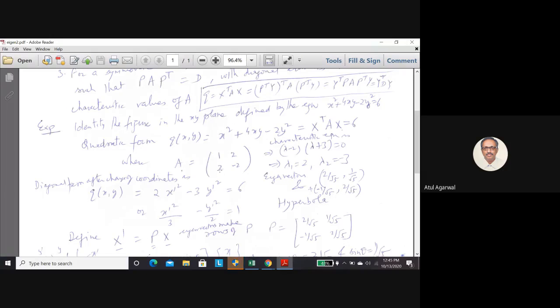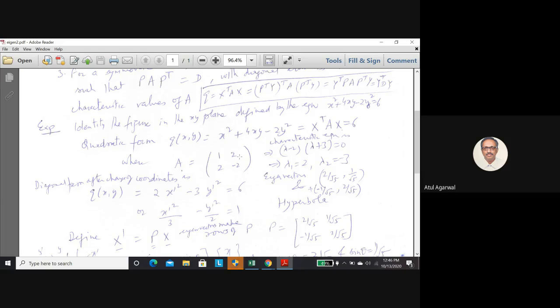Look at this term. This is A21. So twice into x2 into x1, or twice into x into y. So you're summing it up, so it becomes 4xy. Similarly here, minus 2. This term is A22. So minus 2 into x2 into x2. So that is minus 2 into y square.